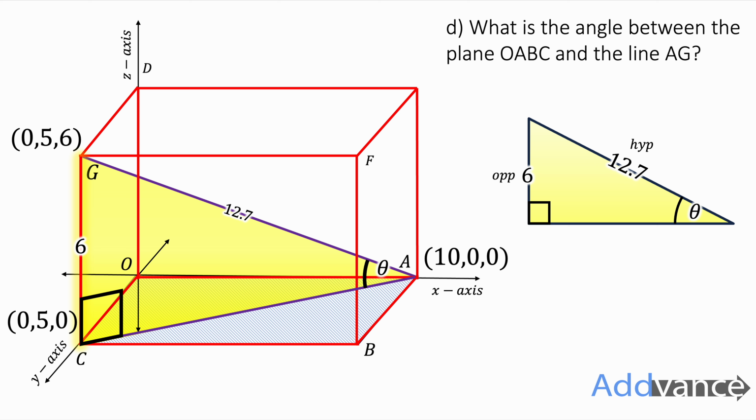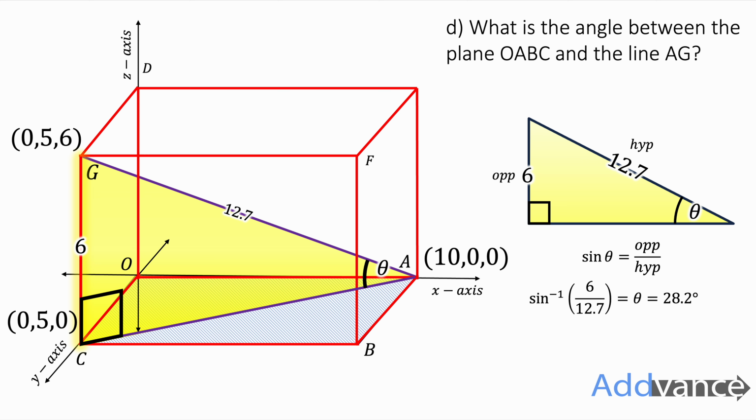We've got the opposite and the hypotenuse. Sine of the angle is opposite over hypotenuse. Put the numbers in like this. Do the inverse sine, and when you type that into your calculator, you get 28.2 degrees. The angle is 28.2 degrees. 28.2 degrees is the final answer. And that's it. That's all of question 1.